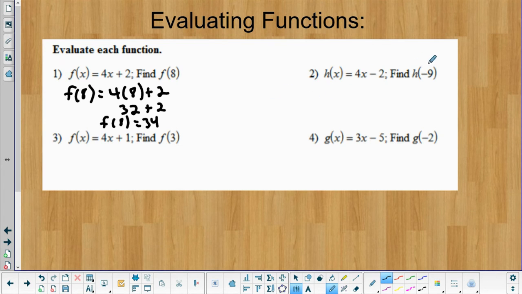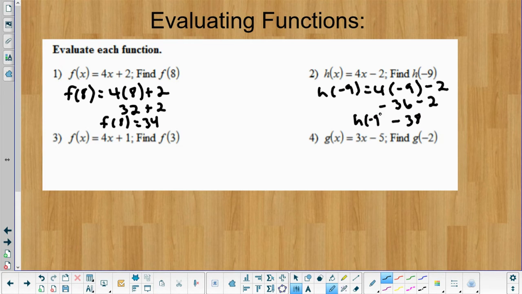So in this case, I'm going to substitute -9 in. So I have h of -9 equals 4 times -9 minus 2. Okay, so if I go ahead and solve this, 4 times -9 is -36 minus 2. So be careful when you're at -36 on the number line and you go 2 spaces to the left, you're actually at -38. So in this case, h of -9 is really -38.